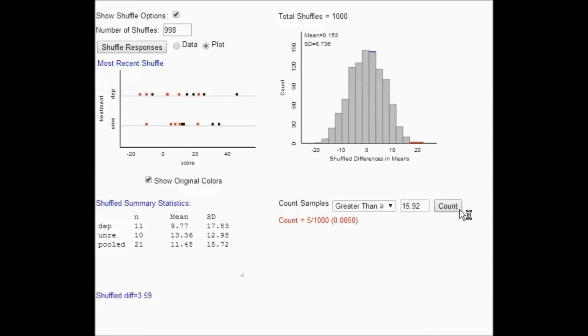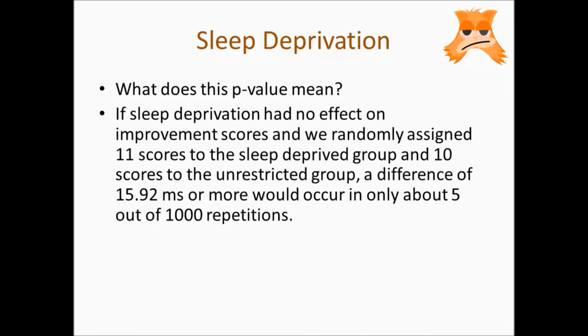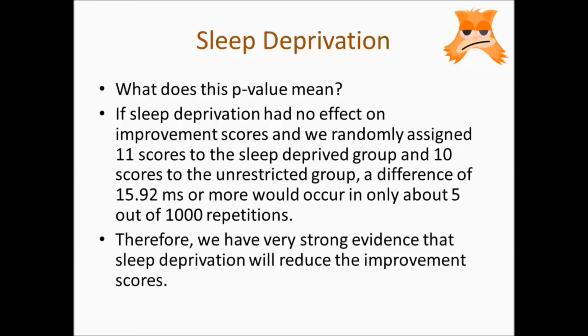In the 1,000 shuffles, there were only 5 of the simulated results with a difference of 15.92 or higher, so our estimated p-value is 5 out of 1,000, or 0.005. What does this p-value mean? It means if sleep deprivation had no effect on improvement scores, and we randomly assign 11 scores to the sleep-deprived group and 10 scores to the unrestricted group, a difference of 15.92 milliseconds or more would occur in only about 5 out of the 1,000 repetitions. Therefore, we have strong evidence that sleep deprivation will reduce the improvement scores.